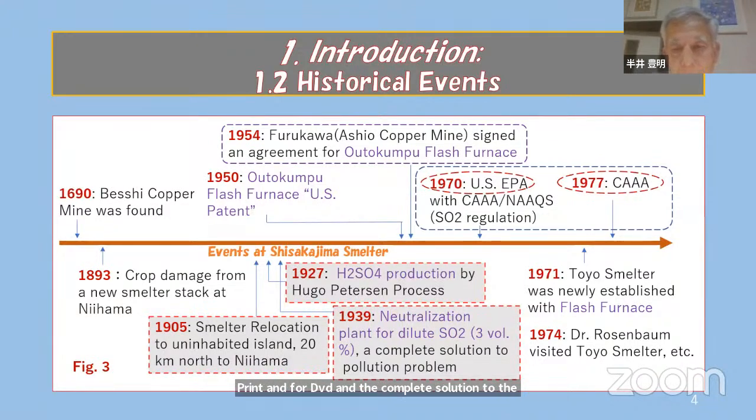And also in 1971, a new smelter, Toyo smelter, was relocated again near Niihama. The American people came here, and these Japanese smelters were a model for the US Clean Air Act in 1977.